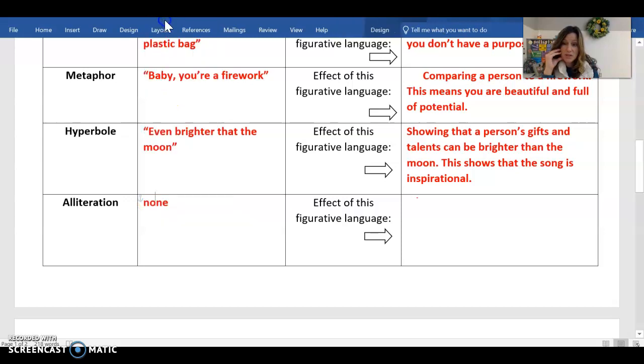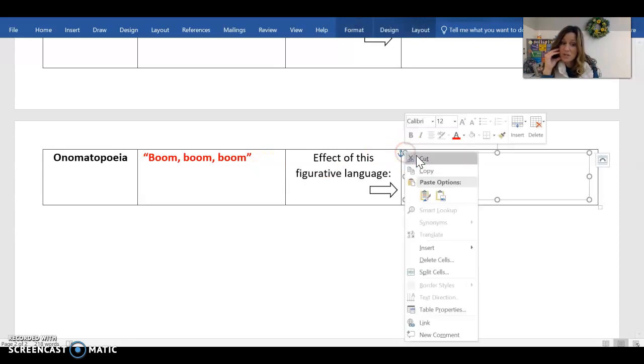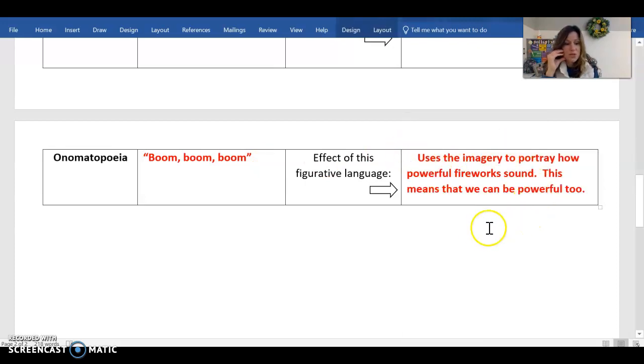Alliteration, I don't believe there is any alliteration. So again, I put none there, and not applicable, NA. And then onomatopoeia, okay? There is also onomatopoeia here. "Boom, boom, boom," right? Sound of fireworks, right? So it uses imagery to portray how powerful fireworks sound. This means that we can be powerful too, all right?